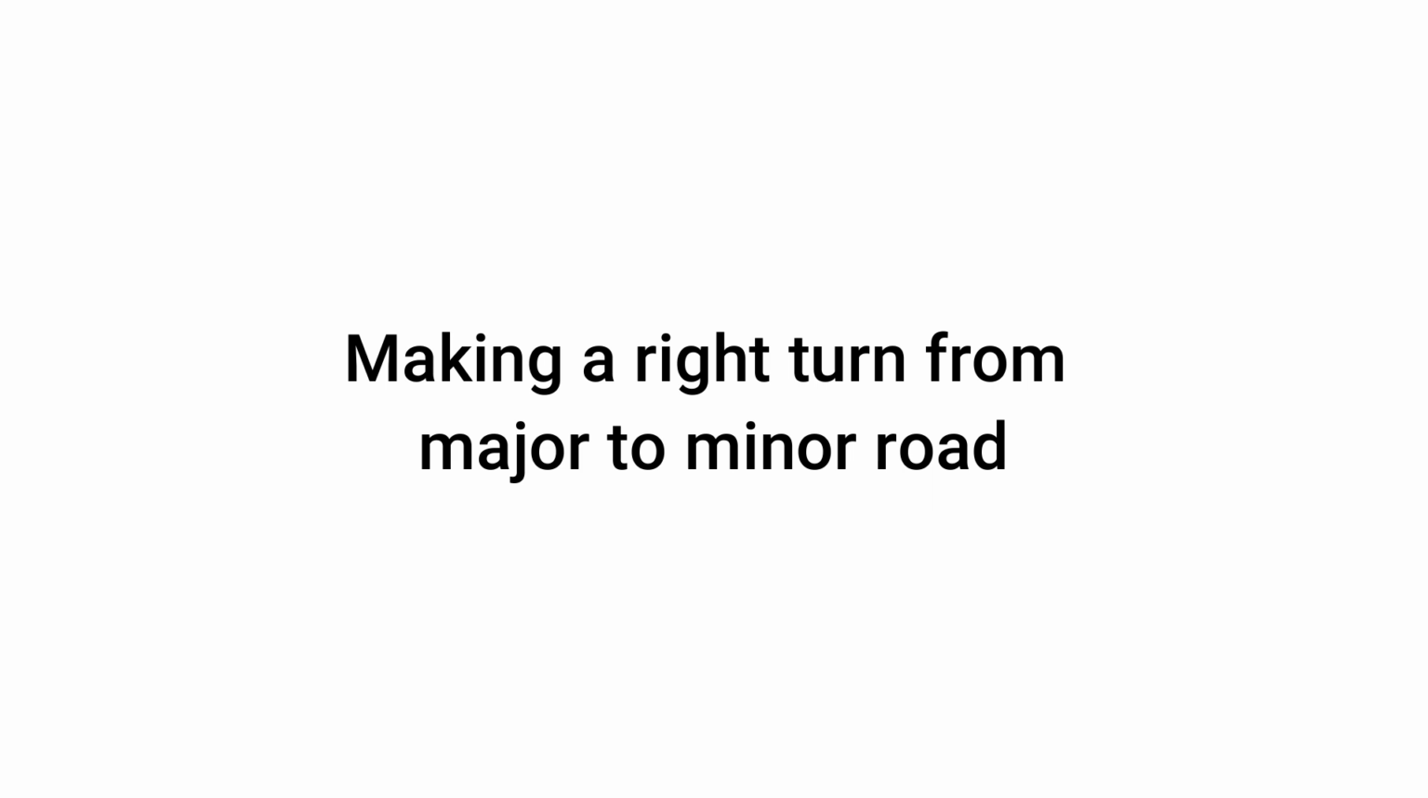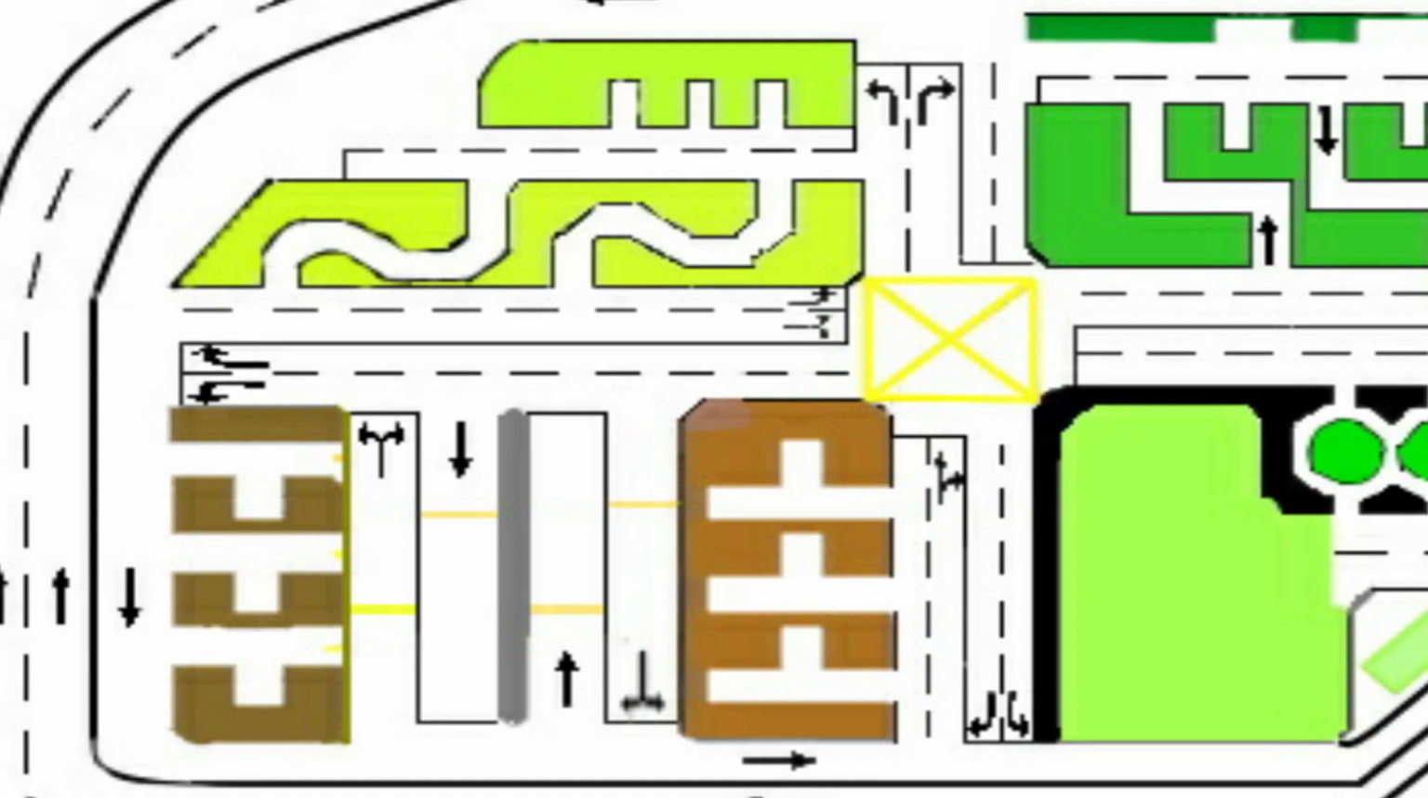Making a right turn from major to minor road. The blue car has the right of way. The red car is from the minor road because of the stop line.